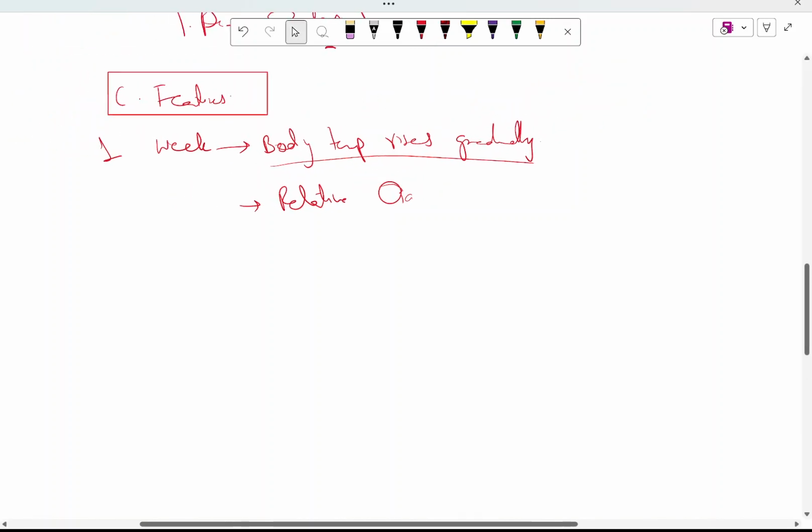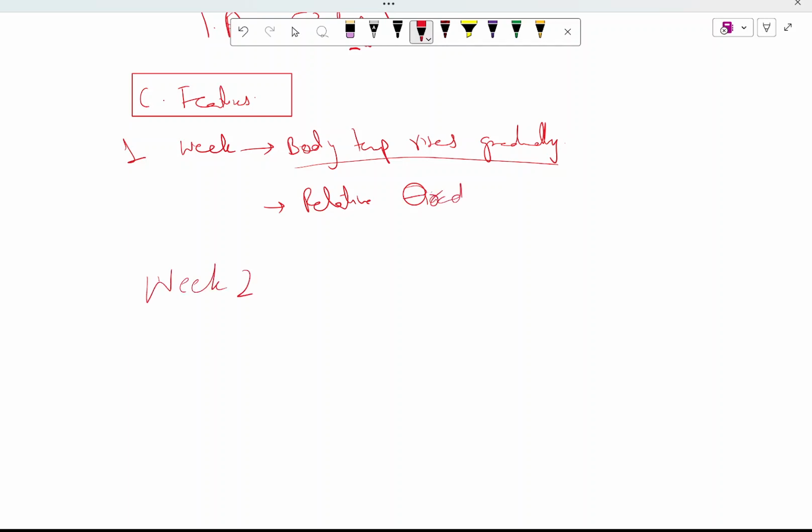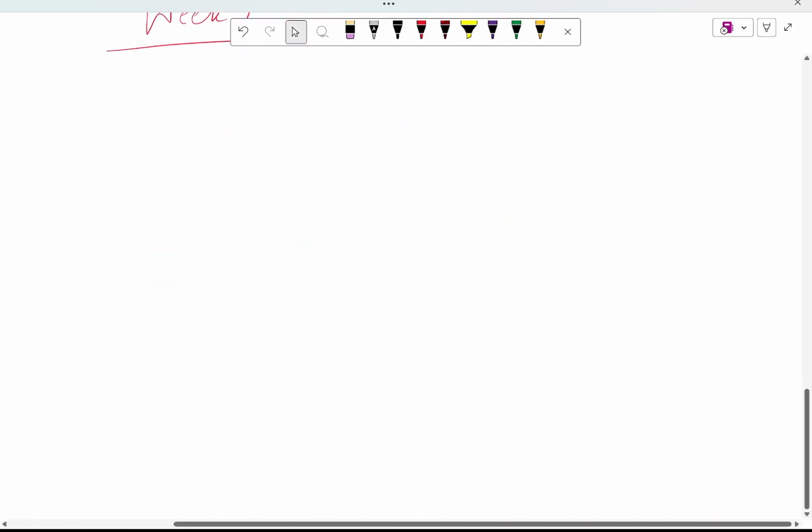So in week 2, my stylus is not working very accurately. I don't know why. So what will happen in week 2? Relative bradycardia. Let's make a heart here. Relative bradycardia, headache, and constipation or diarrhea.